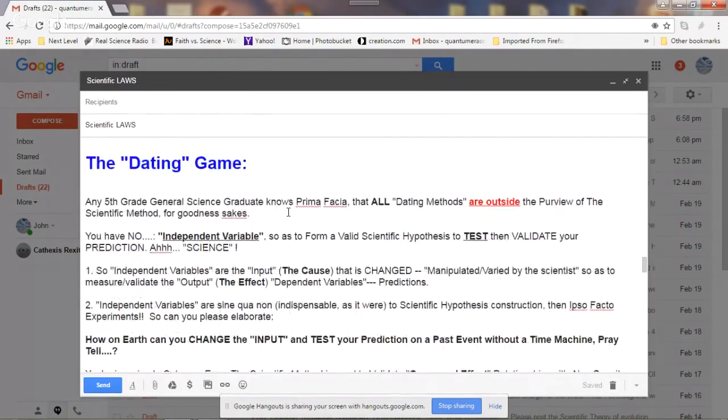Okay, the dating game. This is another fairy tale science, what they like to call science. So any 5th grade general science graduate knows prima facie that all dating methods, all of them, are outside the purview of the scientific method. For goodness sakes. You have no independent variable so as to form a valid scientific hypothesis. Because remember, the scientific method is hypothesis driven, to test and validate your prediction. That's science.